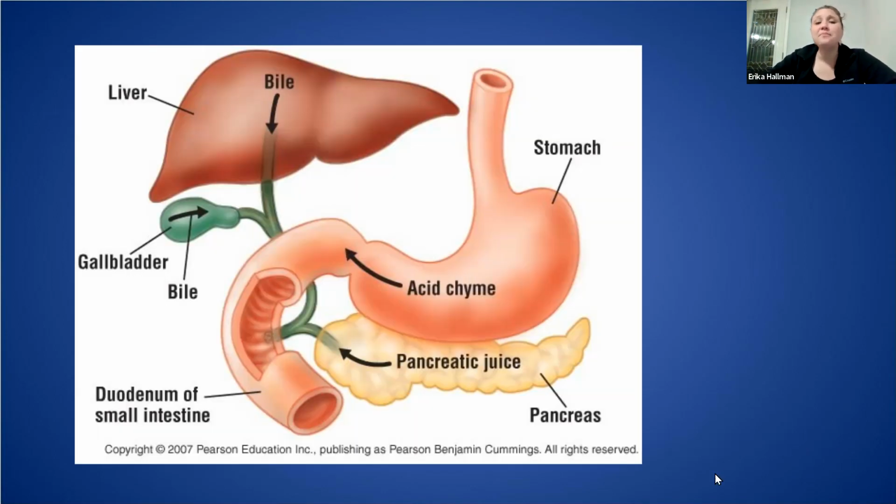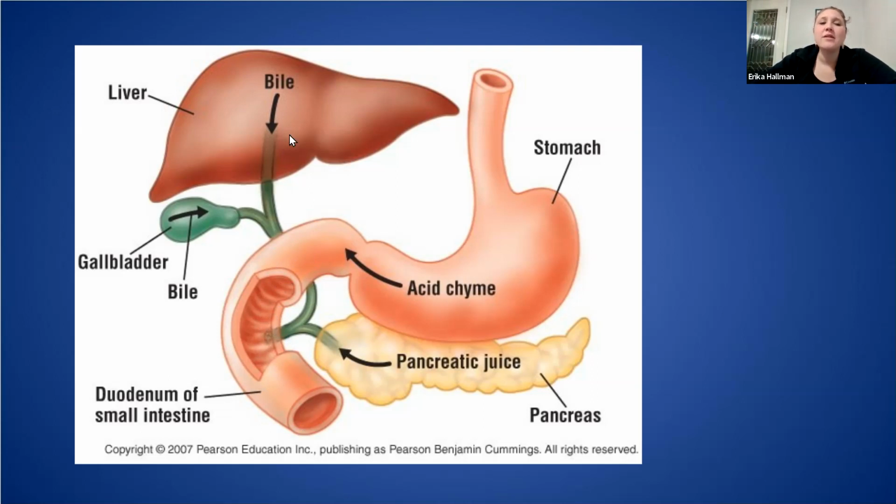The duodenum, if we look here and get our bearings, here's our esophagus going into our stomach. Our stomach dumps it through our pyloric valve into our duodenum. So this would be duodenum. If we look at the duodenum, there's actually a little duct that enters the duodenum right here. It's kind of colored green. And that duct is going to be the combination of what the liver and the pancreas create.